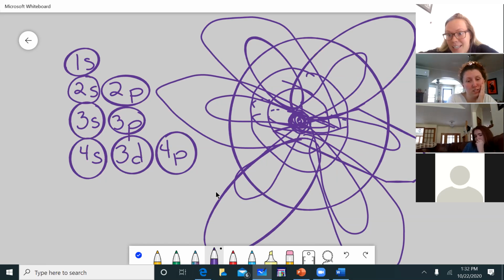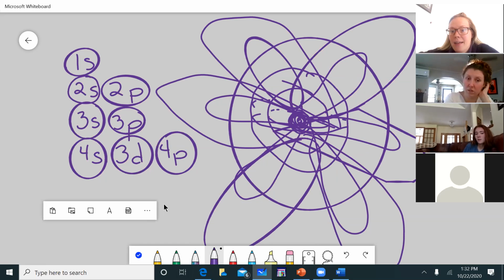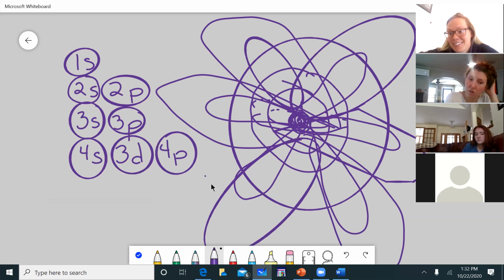So it's very messy. It is a very messy thing. The electrons aren't these neat little paths. The shapes are very strange. It just is what it is.